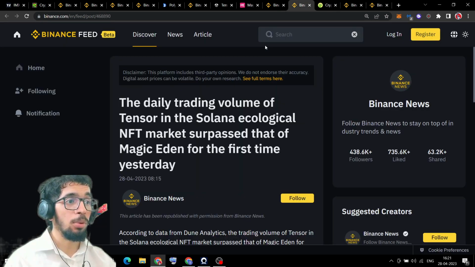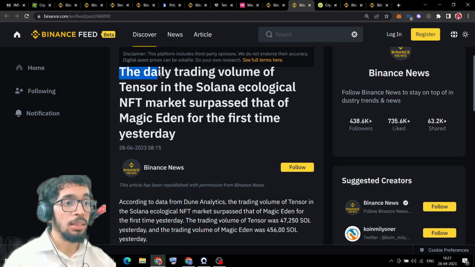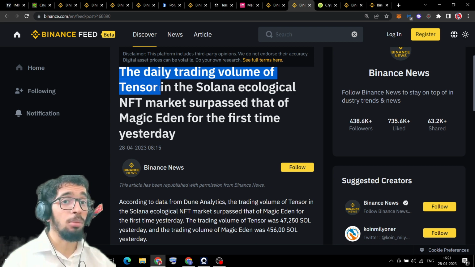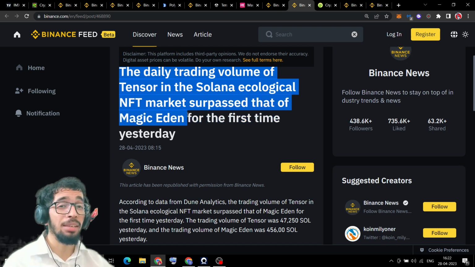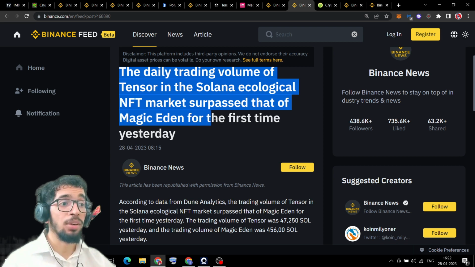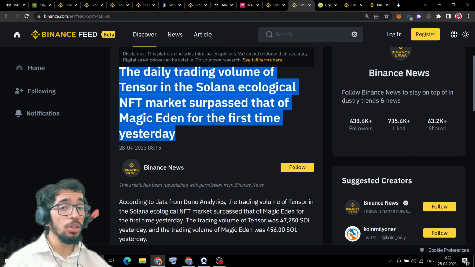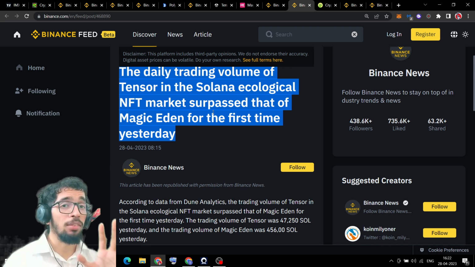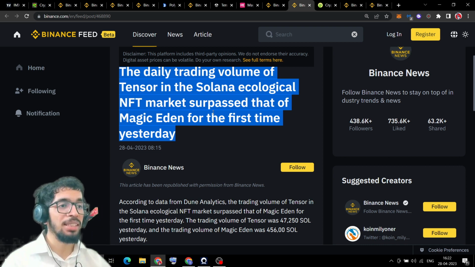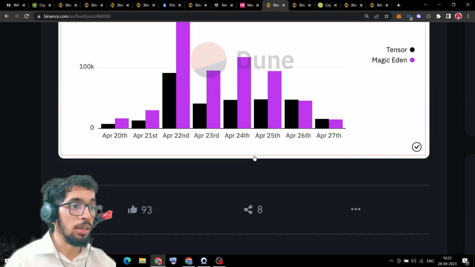Okay, so now let's talk about your next news, which is this: the daily trading volume of Tensor. Tensor is a new trading platform on Solana. Its NFT market volume surpasses that of Magic Eden. Magic Eden was the good platform on Solana, not the first one, but the good one. For the first time yesterday, Tensor, the new NFT platform, is higher than Magic Eden's volume. If you see here, you'll see the volume. I'll show you, right?